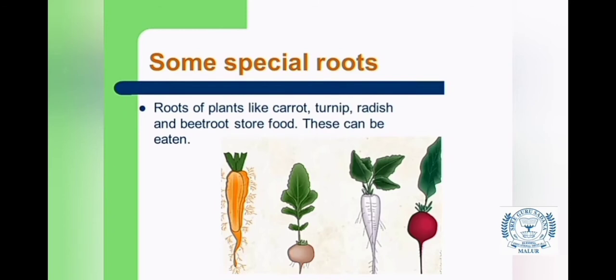So let us see what the special roots of plants are. Roots of plants like carrot, turnip, radish and beetroot store food. These can be eaten. So we all eat these, right? These are very healthy food. They store water, so they store food in them.